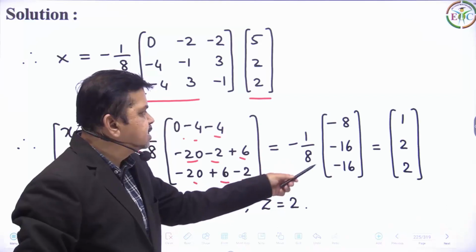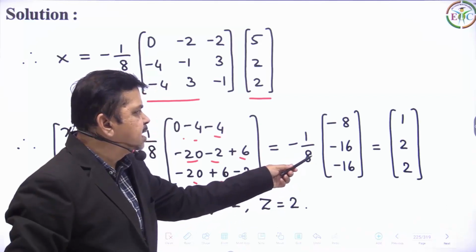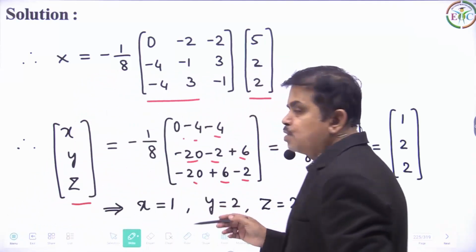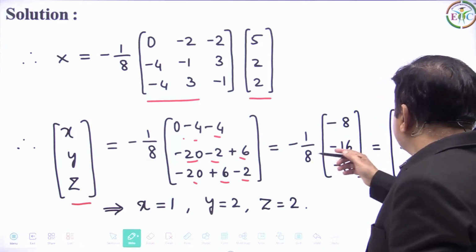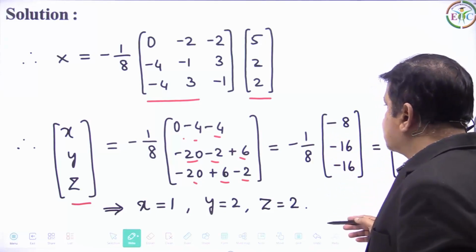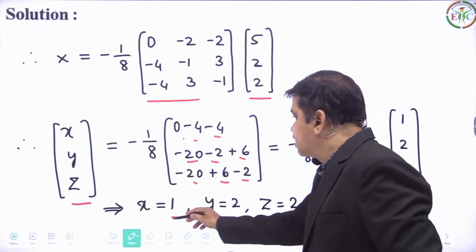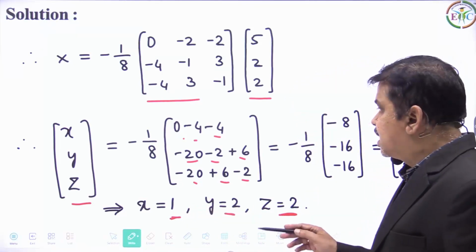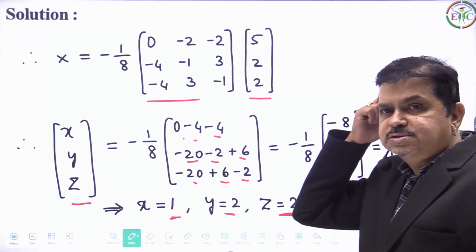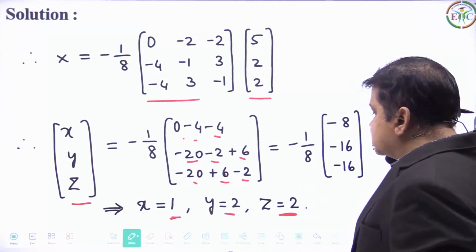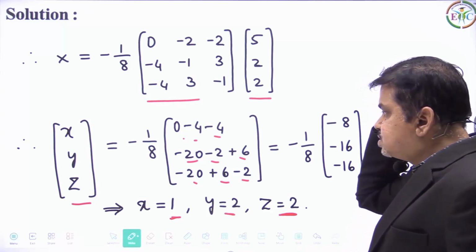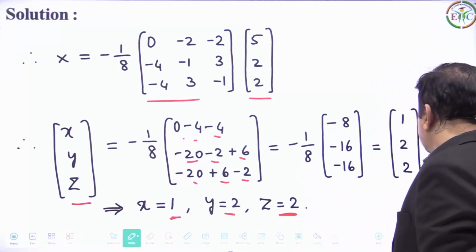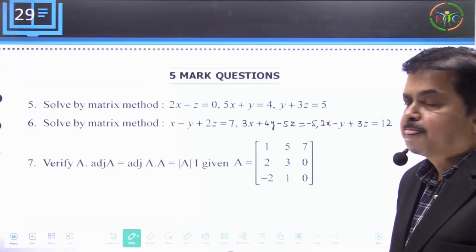Comparing the corresponding values of x, y and z, we have x equal to 1, y equal to 2 and z equal to 2. These are the solutions of the given equation. That is, x equal to 1, y equal to 2 and z equal to 2. This is the solution, solved by the matrix method. So this completes the solution for question number 4.